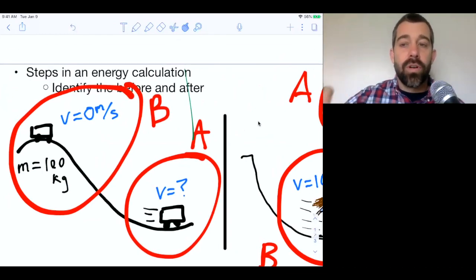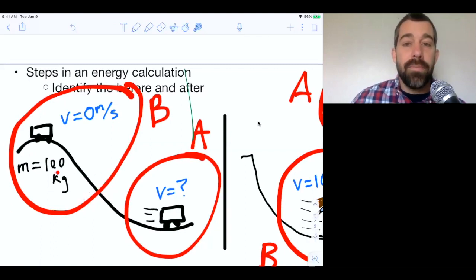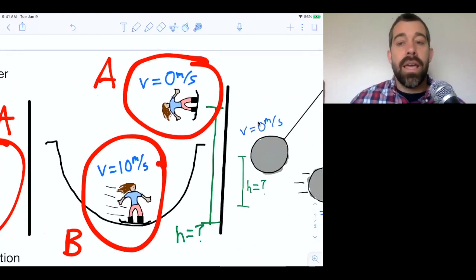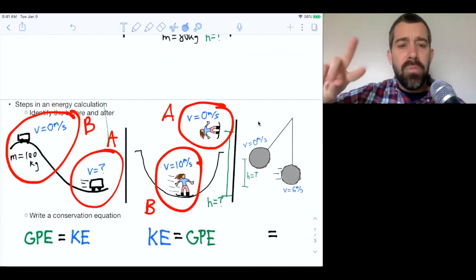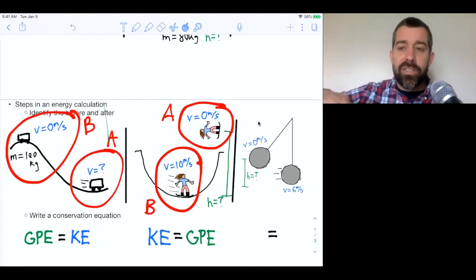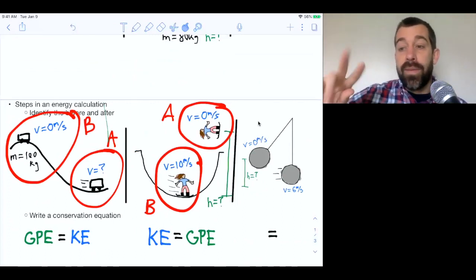In the case of the roller coaster, we have information about it while it is at the top of the ramp, and so we're going to call that before. We also have information at the bottom of the ramp, and we are going to call that the after. In the case of the snowboarder, we have information about the very bottom of the ramp. We're going to call that before, and we're going to call this the after. So notice that these are kind of mirror images of each other. We've got an object starting up high and going lower. We've got an object starting low and using its speed to go higher. So that is how we're flipping the situation.